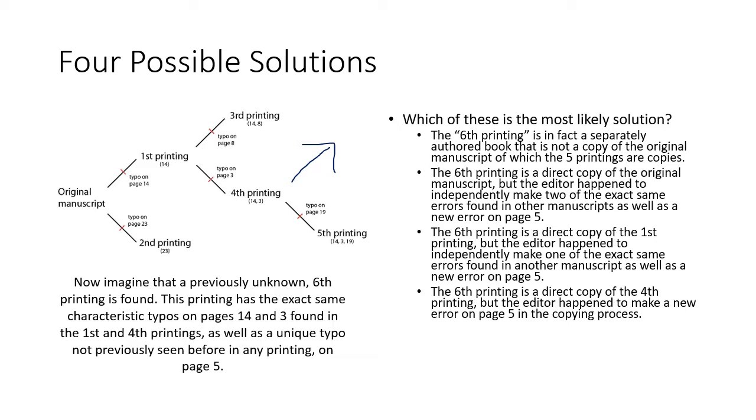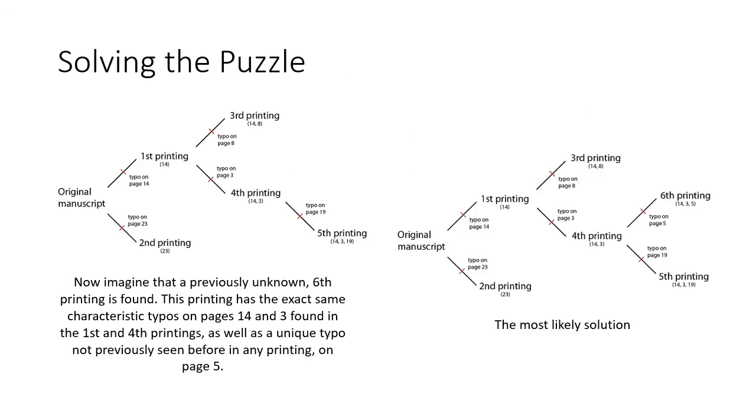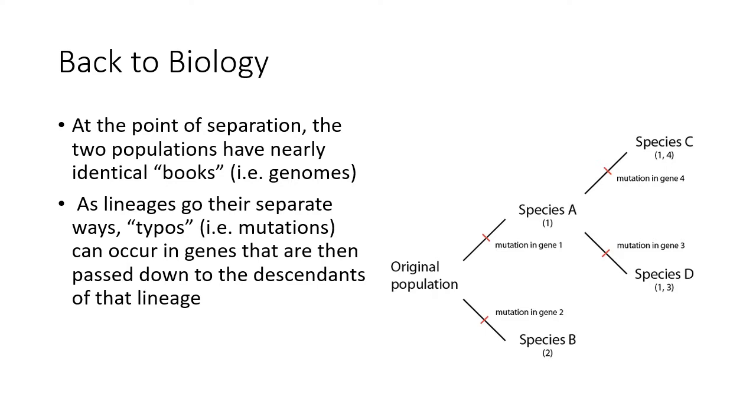But all four of those are possibilities, and you could even have more exotic ones as well, where you could have the second printing, and it could undo that typo and then gain the other typos independently. That could be true, but this is the most likely solution. So you can have that, of course, with mutations. Same type of thing. Basically, at the point of separation, you just have some population group that's splitting, and the two branches would share identical books, or genomes, and as they go their own separate ways, they accumulate their own mutations.